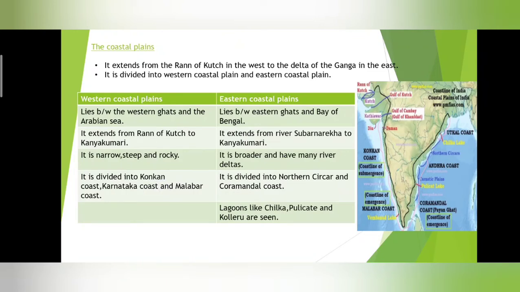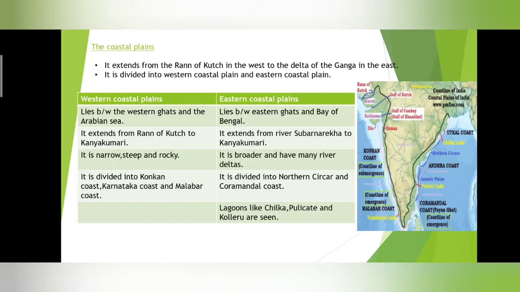So the next topic we are going to discuss is the coastal plains. We have already discussed the North Indian plain in the northern region. Likewise, besides the Western Ghats and the Eastern Ghats, there are plains called the coastal plains. The green color here shows the coastal plains. The coastal plains extend from the Rann of Kutch till Kanyakumari in the south, and in the east they extend from the Ganga delta to Kanyakumari.